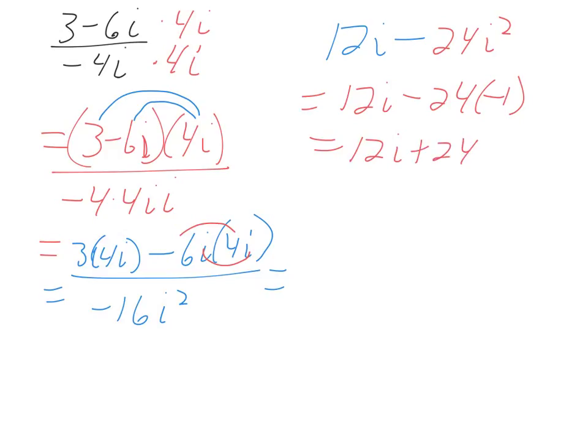Then on the bottom, and I'll put that down here just to show you, negative 16, and i squared is negative 1, so that's going to be 16. So then we have that in our denominator. Alright, now we've got to see if we can still simplify this even further.